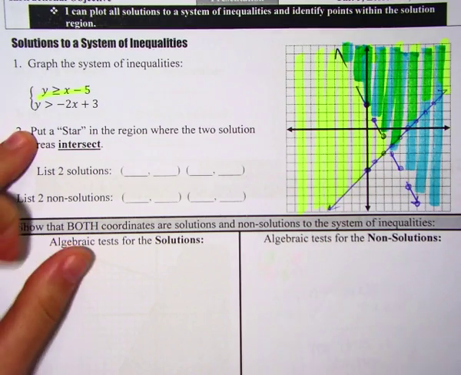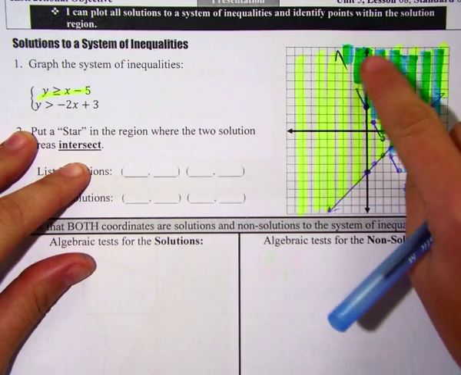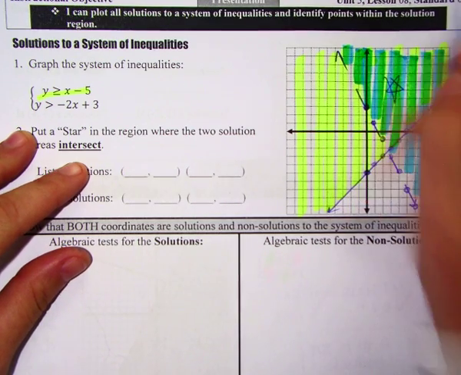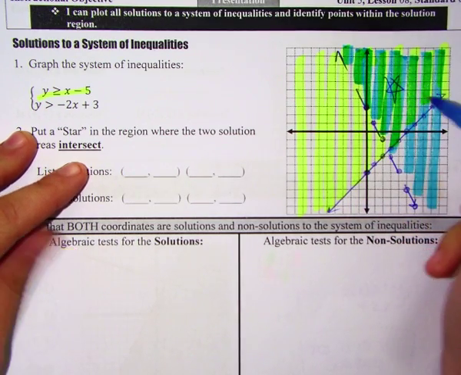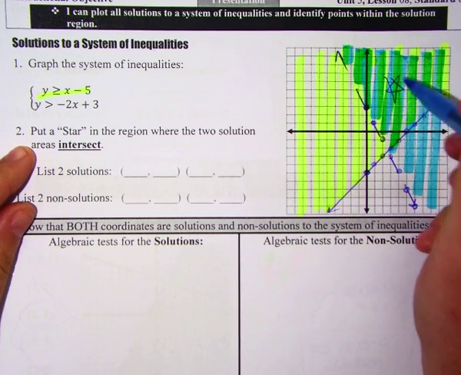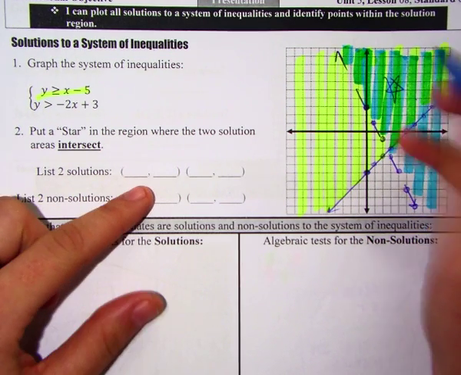All right, so as you see, these are all the solutions to one inequality. These are all the solutions to the other. And this overlapped area is the solutions to both. So anything that's in here is the solutions to the entire system of inequalities. So let's go ahead and list two.